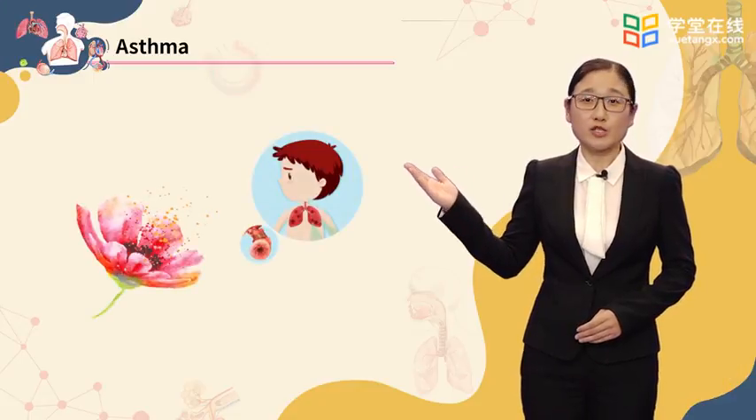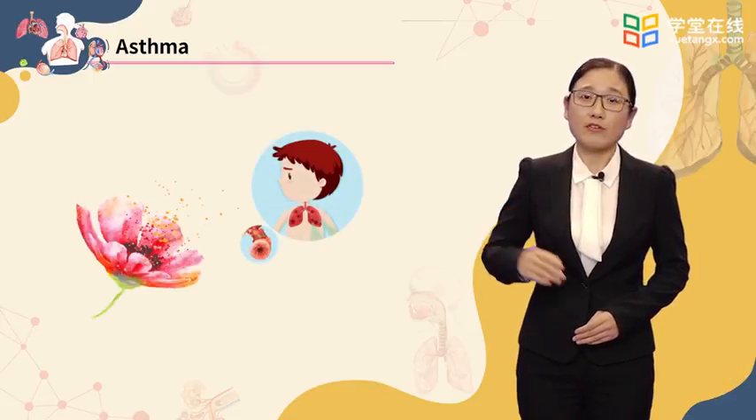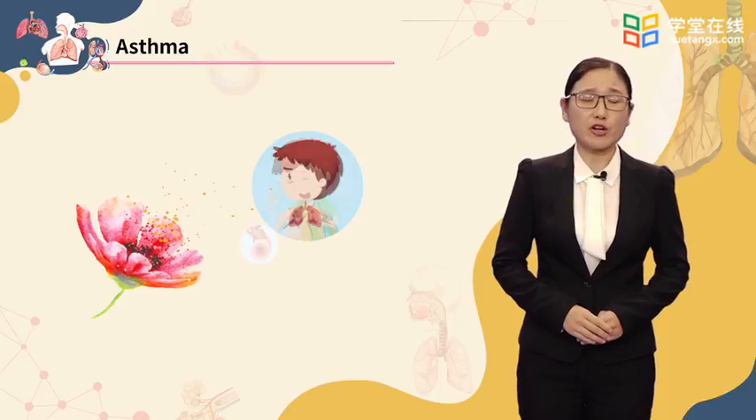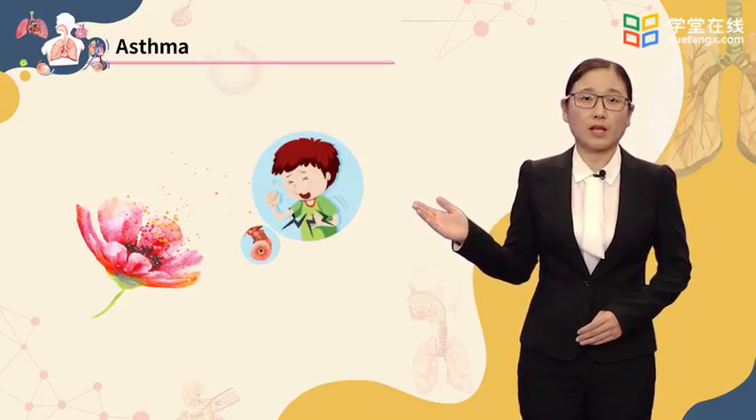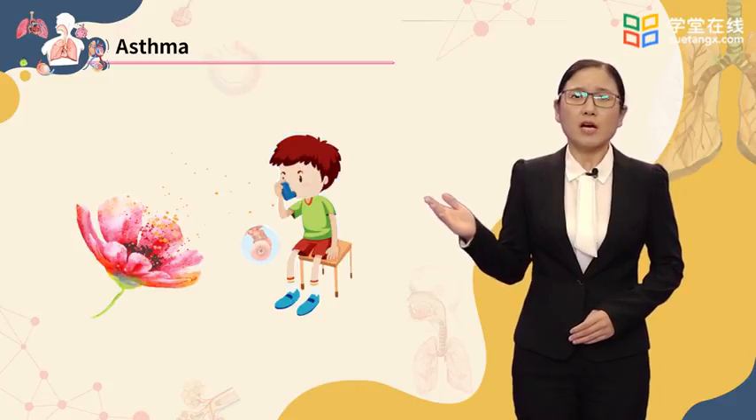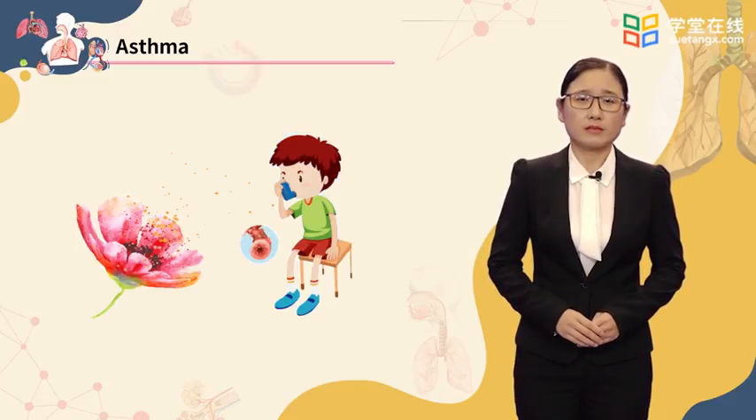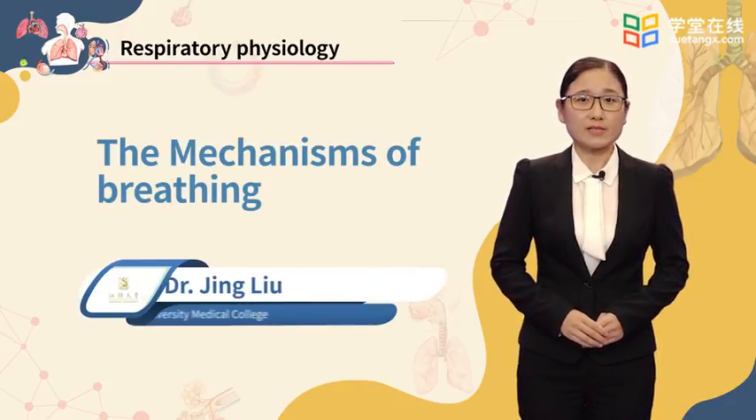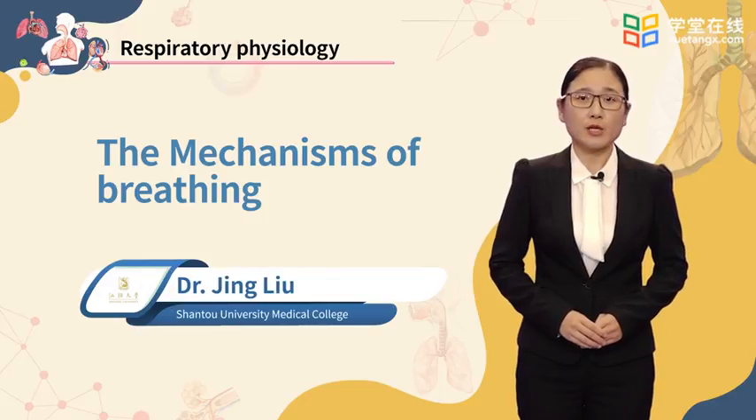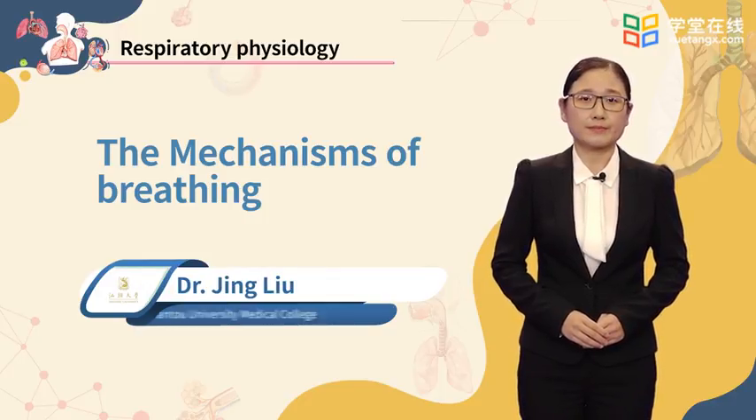The flower is so beautiful. However, its pollen causes difficult breathing of this boy. That is asthma. Without suitable treatment, he may die of asthma. Why was asthma fatal? How do we treat it? Let's explore the physiological mechanism related to breathing.